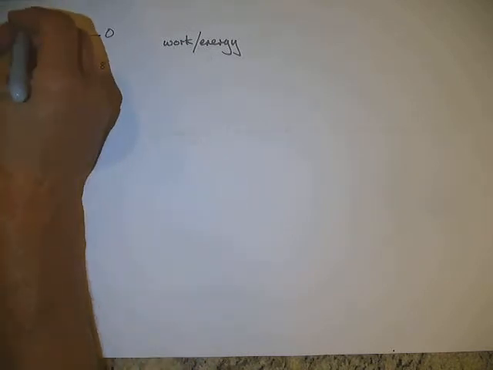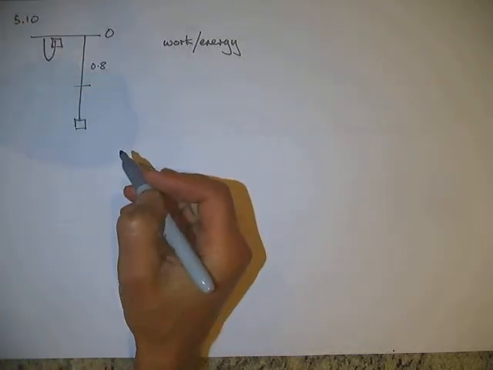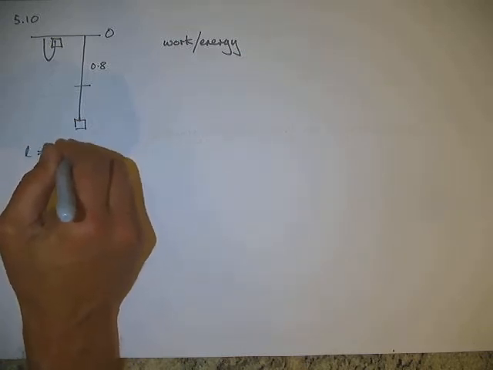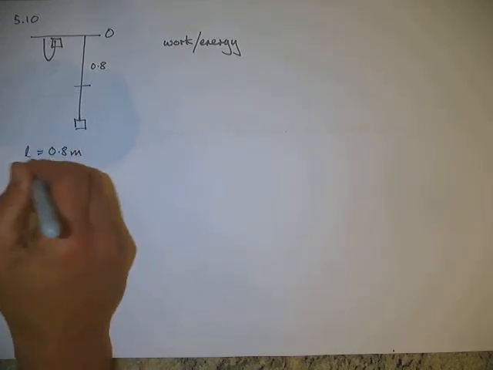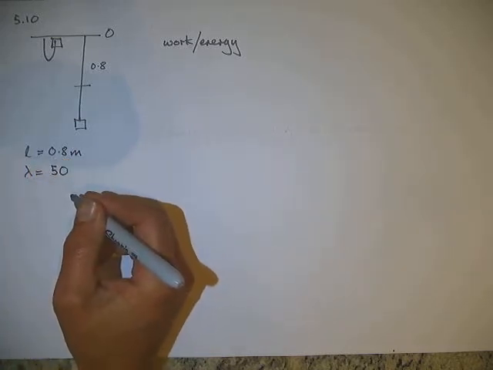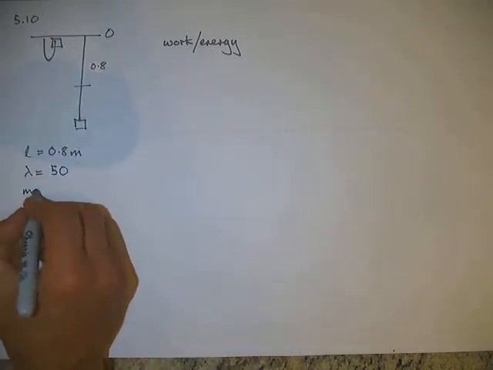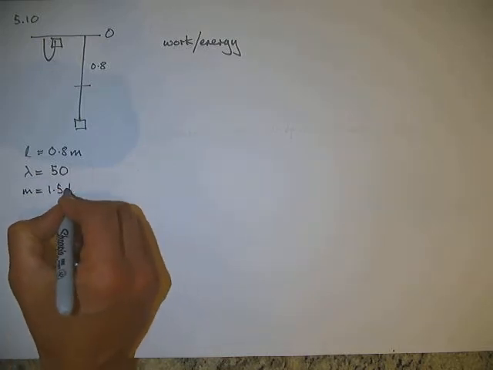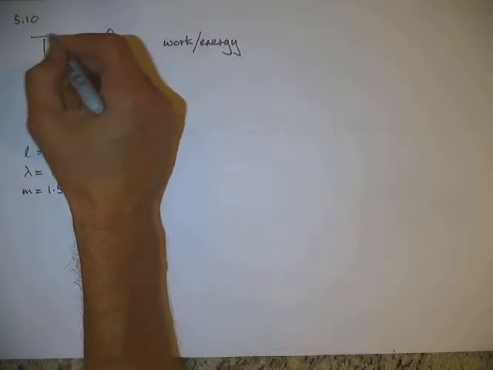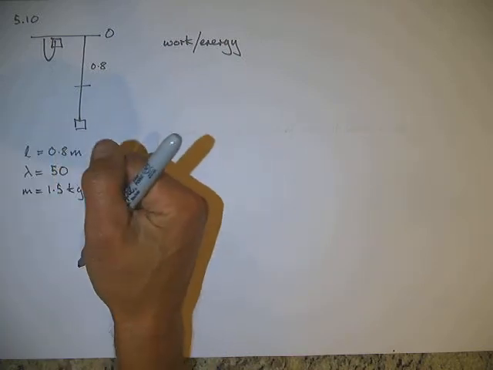So worked example 5.10. One end of a light string of natural length 0.8 meters and modulus of elasticity 50 is attached to a fixed point O. A particle P of mass 1.5 kilograms is attached to the other end of the string. It's released from rest and falls vertically, assuming no air resistance. Okay, so we can use no air resistance.